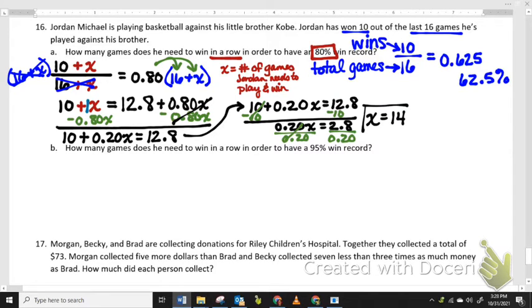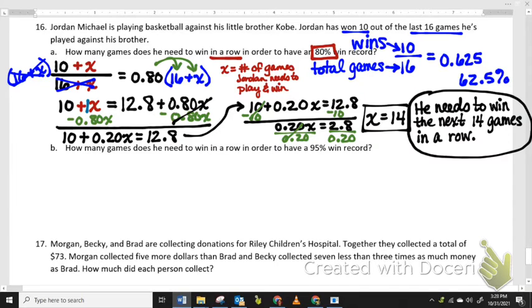Word problem means word answers. So I need to take that and translate it into words. He needs to win the next 14 games in a row. So I should see all your work, and then I should see your final answer interpreted in context in this problem.